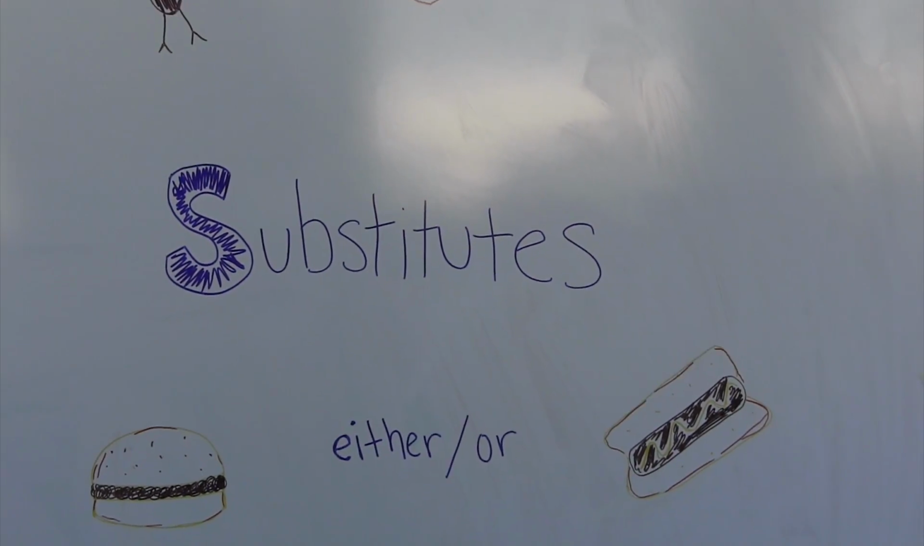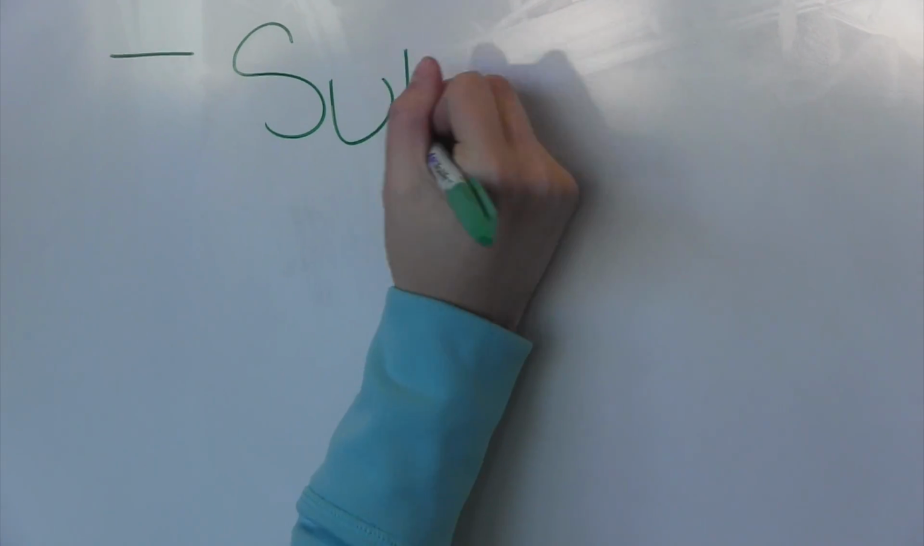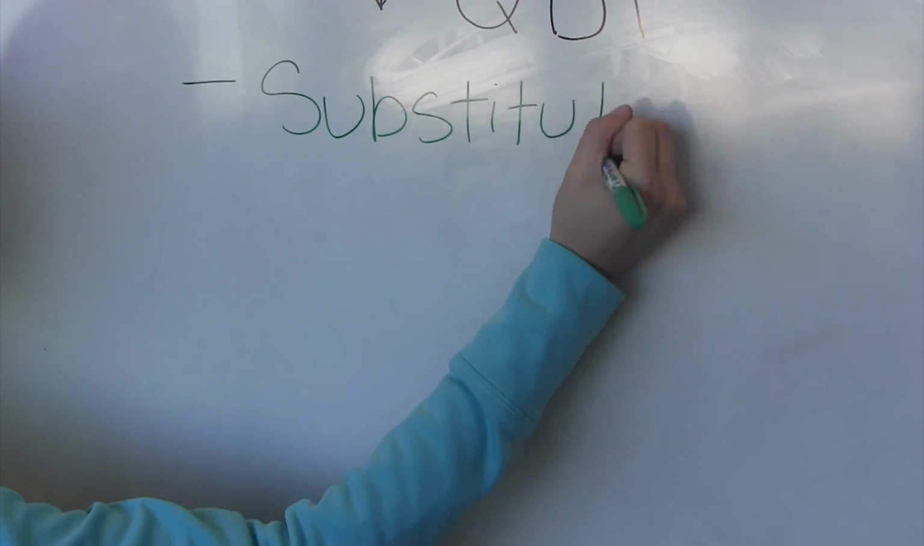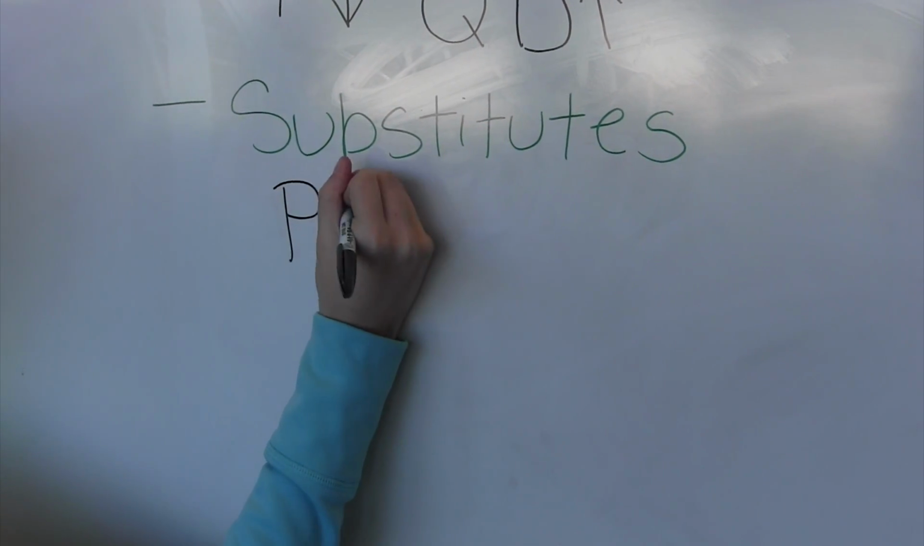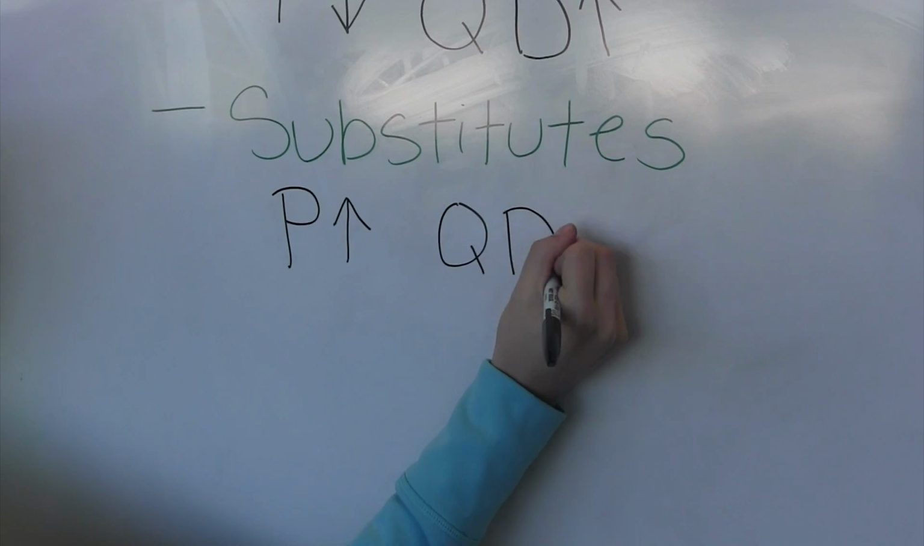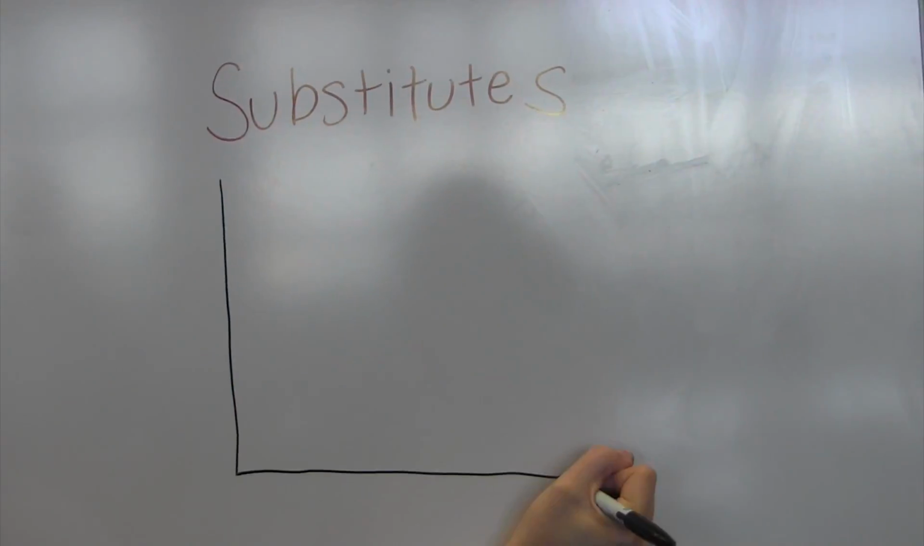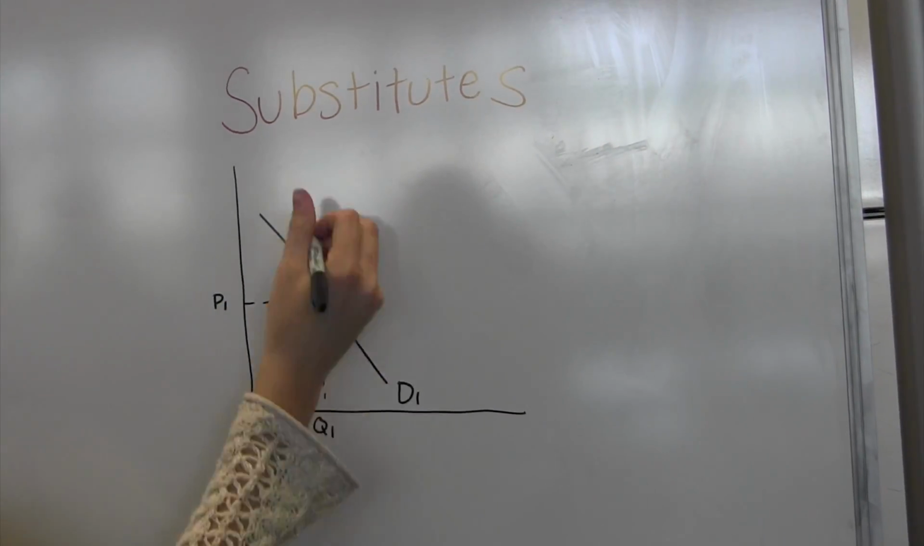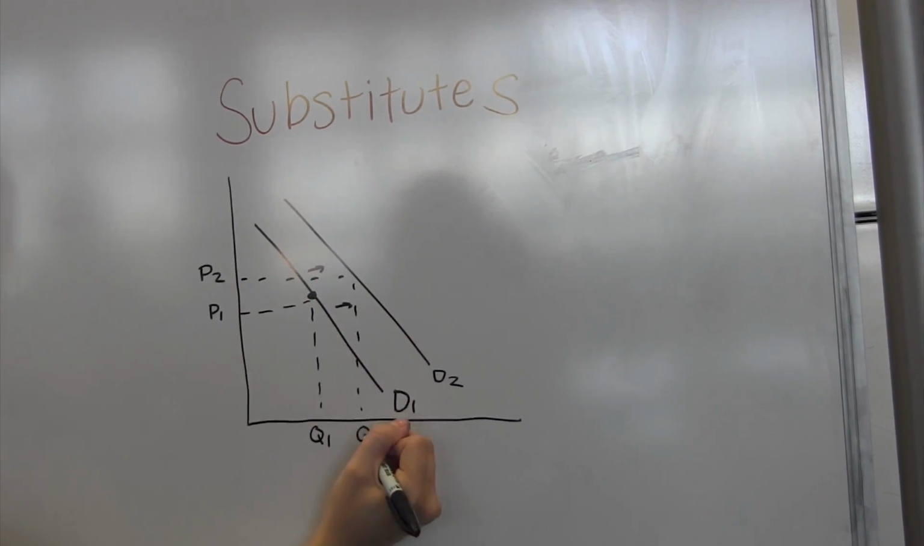Now let's take 2 goods which are substitutes, hamburgers and hot dogs. If the price of hot dogs was to increase, the quantity demanded for hamburgers would increase because these 2 goods are similar and people could save money. The demand curve for hamburgers would then shift to the right.